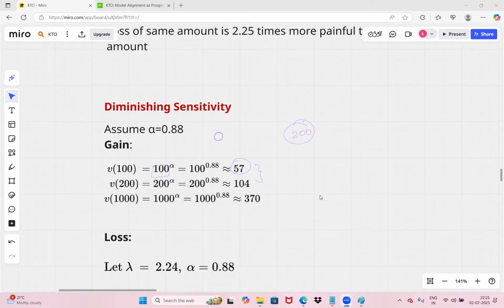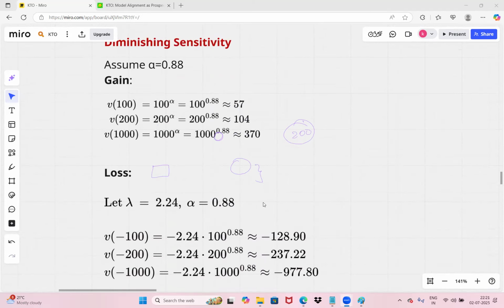So now let's consider loss as well. We are expecting zero loss. Somehow we got a $100 loss. Let's assume this. Now we have lambda equal to 2.24. So the value of human experience when we got a $100 loss is represented as minus lambda into 100 power alpha. It is minus 128.9. In the next case, let's assume we got a loss of $200. In that case, the value of human experience is minus 237. It is still bad, but it is not twice as bad as when we got a $100 loss, because we are moving away from our reference point.